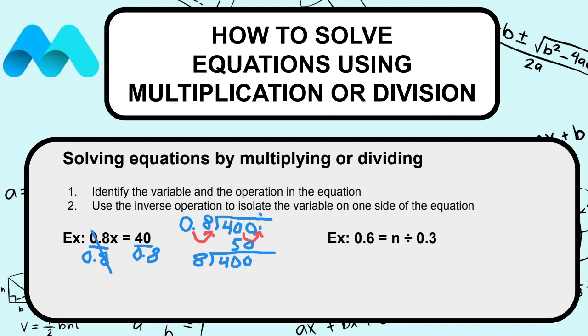And I'm just going to write that answer there. So what we have left in the example problem over here is we're going to bring down the x, we're going to bring down the equal sign, and then we're going to write our answer of 50 next to it. So x does in fact equal 50.